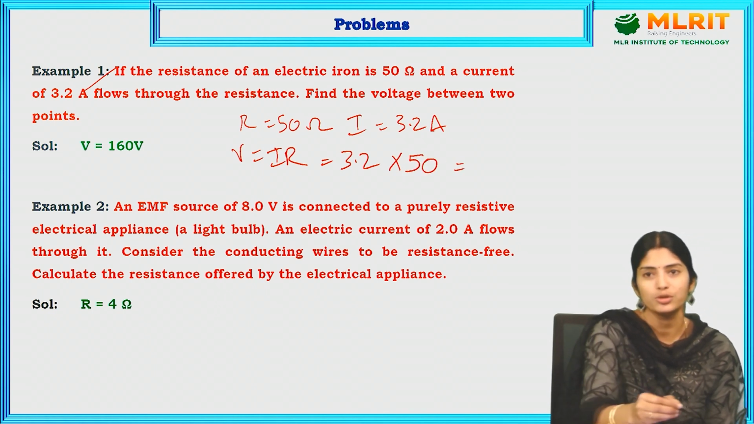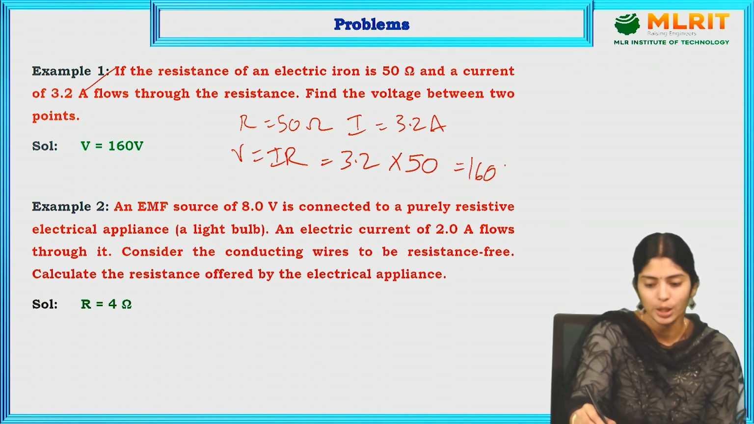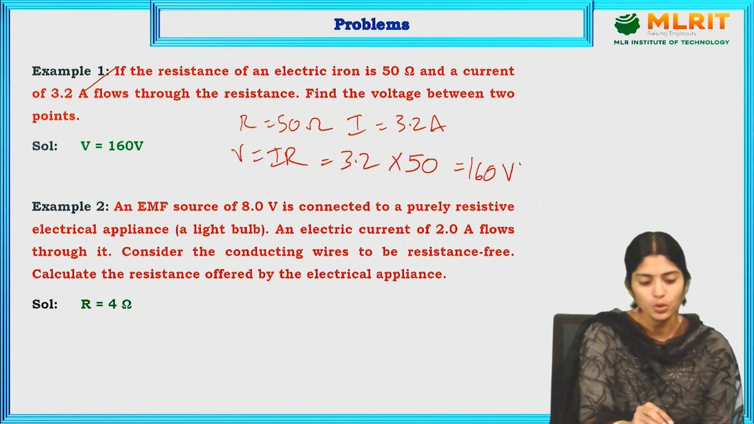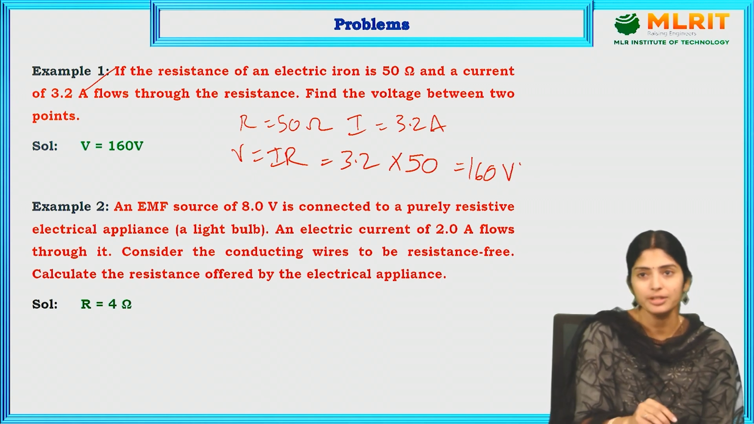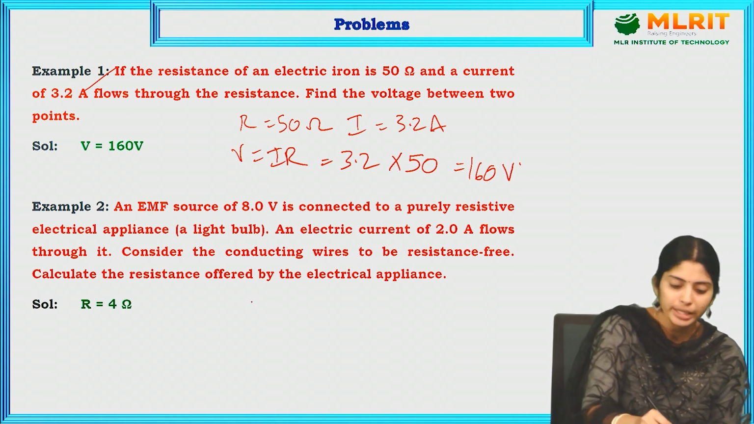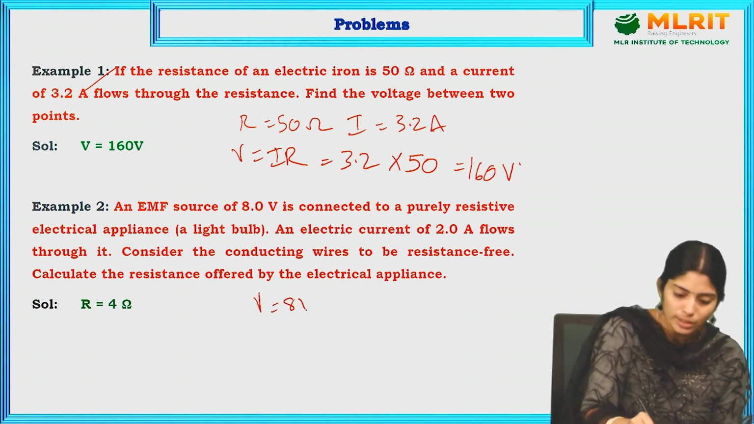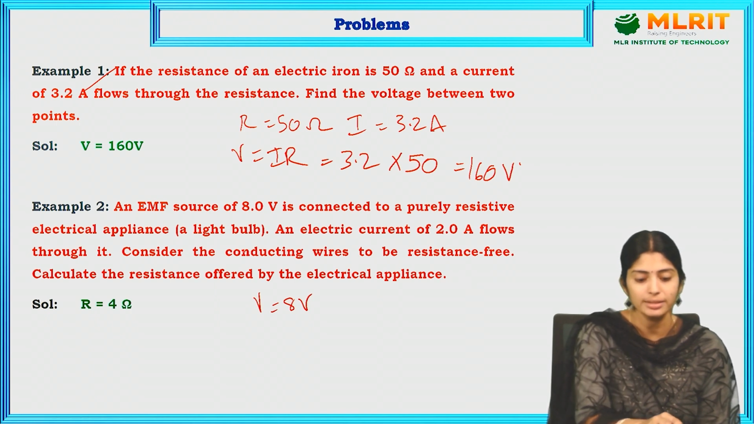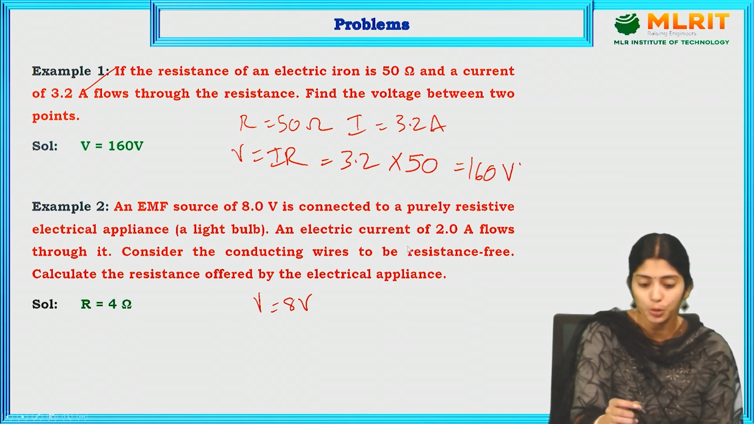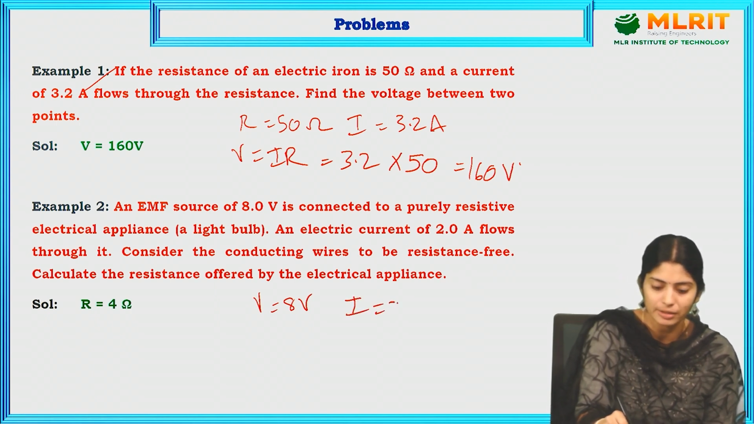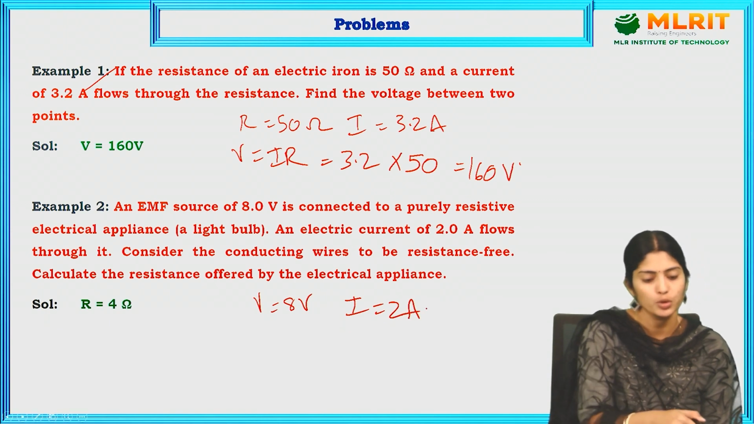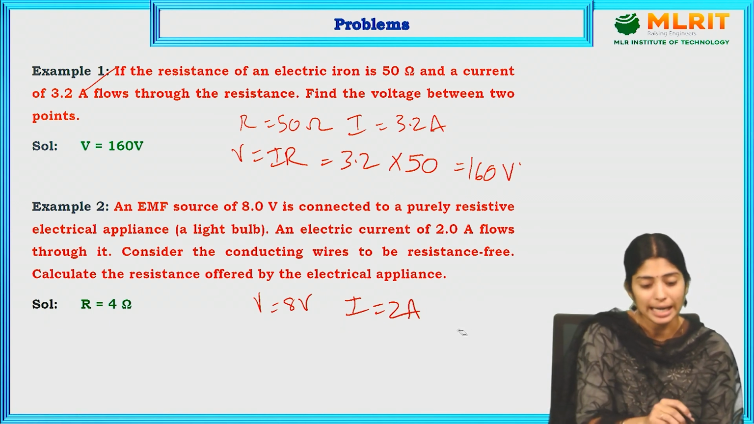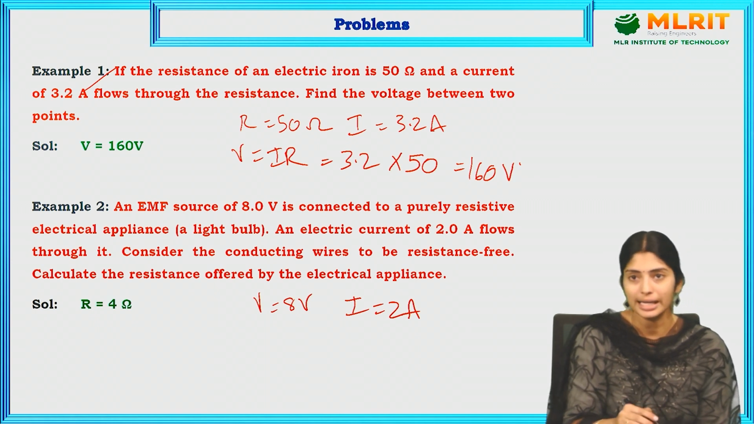So the voltage value is 160 volts. Now let us see the second problem. An EMF source of 8 volts, EMF is nothing but a voltage, so we can take voltage as 8 volts, is connected to a purely resistive electrical appliance. An electric current of 2 amperes, means current I is equal to 2 amperes, flows through it. Consider the conducting wires to be resistance free and calculate the resistance offered by the electrical appliance.